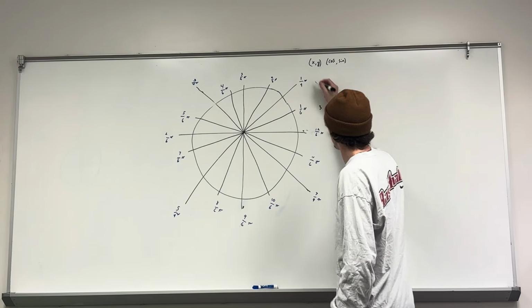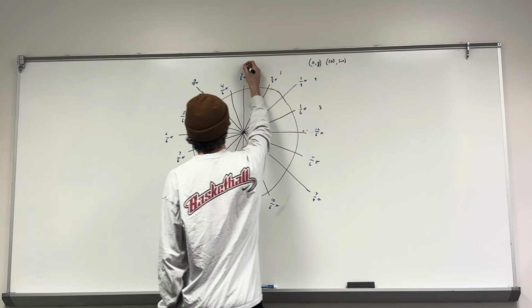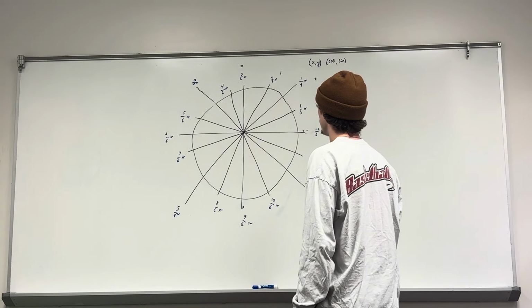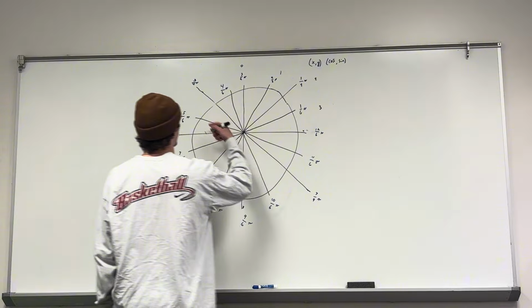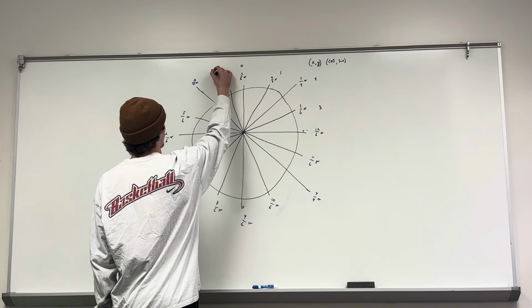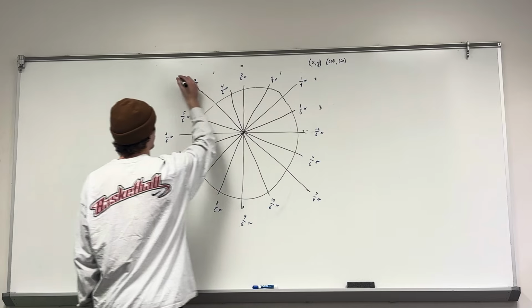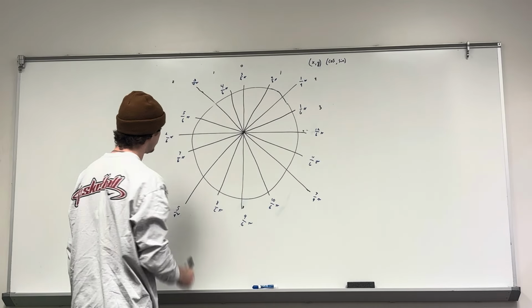So 3, 2, 1, 0. Okay? Well, we're at 0. Let's just count. We're going to count back up again. We're going to reset. 1, 0. So 3, 2, 1, 0. 1, 2, 3. Okay?